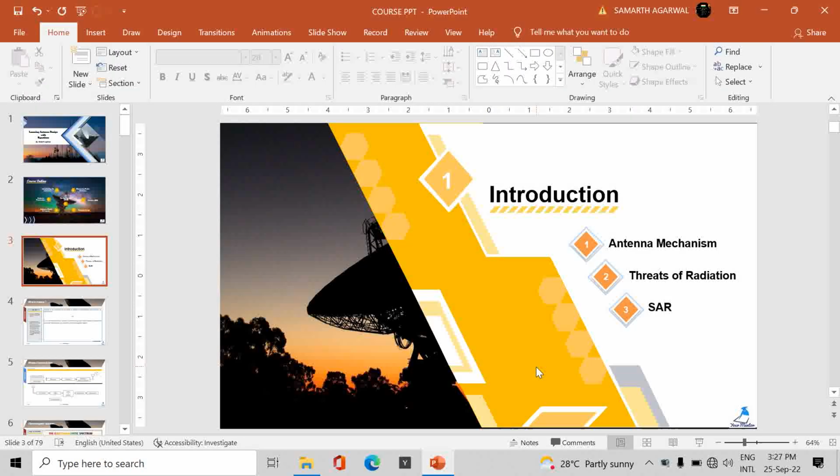So our first module is introduction to antennas. In this, I'll start with the antenna mechanism. Key highlights I have mentioned here are antenna mechanism, threats of radiation, or you can say the drawbacks of radiation, and SAR, that is specific absorption rate.